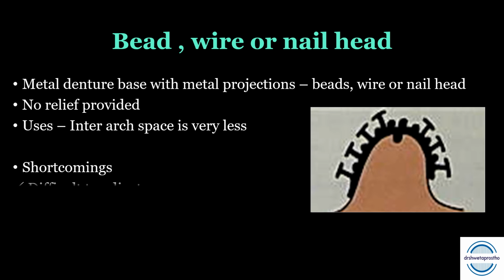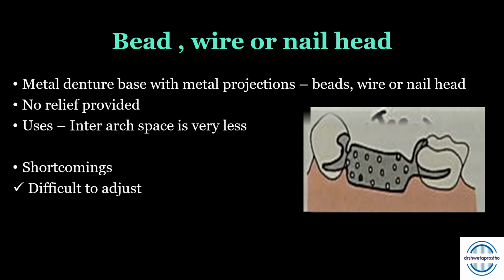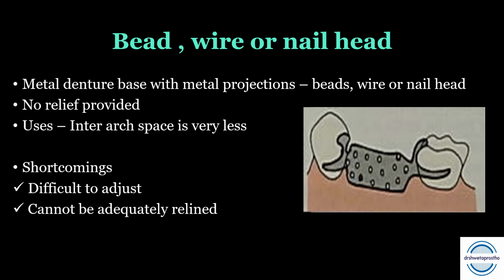The major shortcomings are, first, it is difficult to adjust because the metal is touching the tissue and it is very difficult to adjust the metal. Then it cannot be adequately relined because there is no acrylic resin. And third, it provides the weakest attachment amongst the three, with the acrylic on the metal denture base. Some MCQs are also asked, like which is the weakest attachment, which is the strongest attachment, which minor connector is used when the interarch space is less.